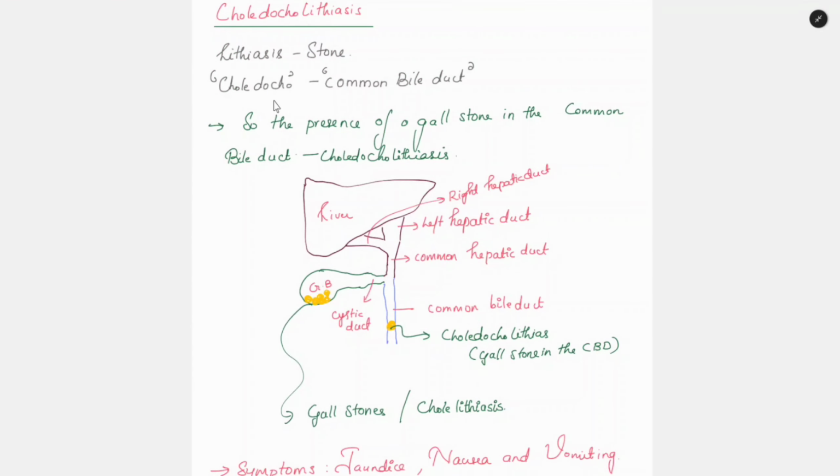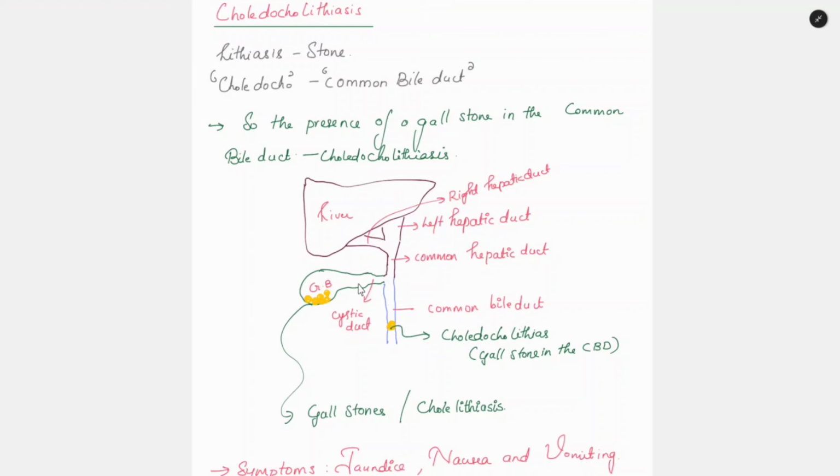Lithiasis means stone, and choledochal means common bile duct. So the presence of a gallstone in the common bile duct is called choledocholithiasis. So let me show you the anatomy again. Liver, left hepatic duct, right hepatic duct join together to form the common hepatic duct. Gallbladder, through the cystic duct, joins the common hepatic duct to form the common bile duct.